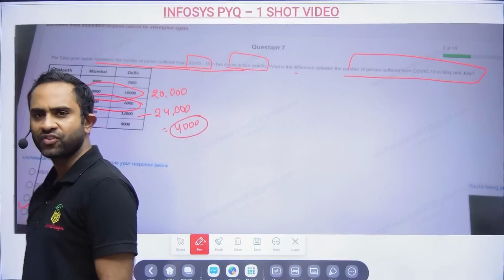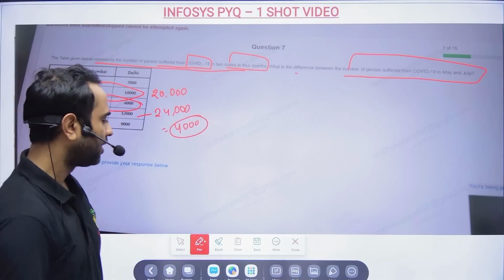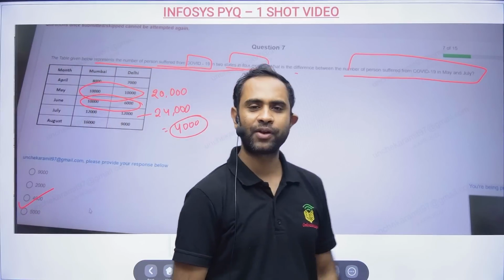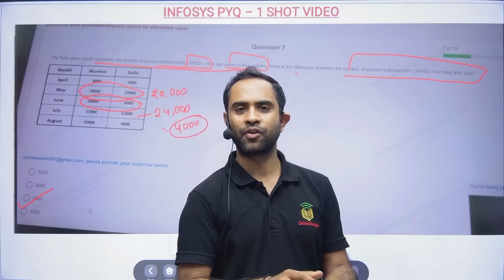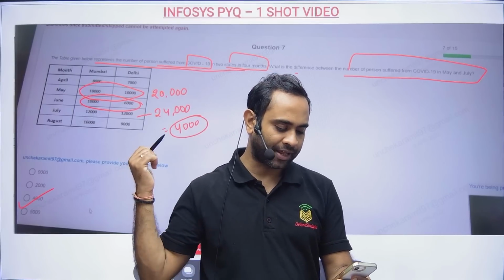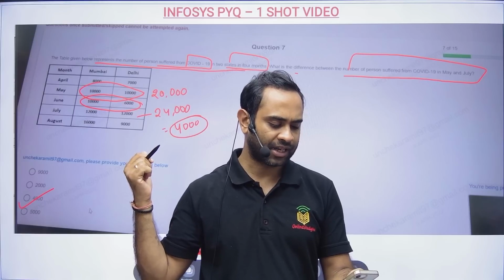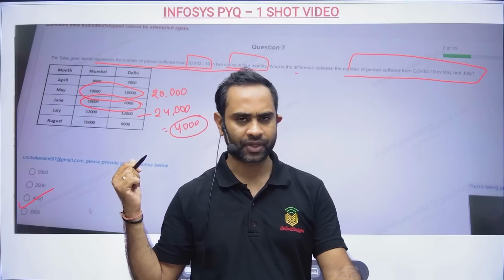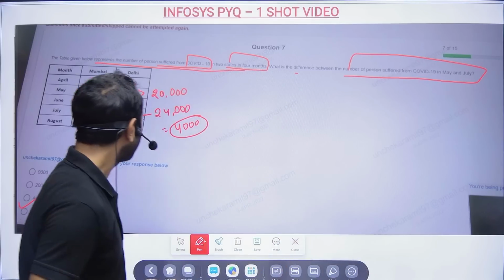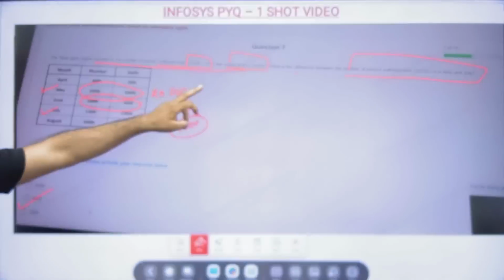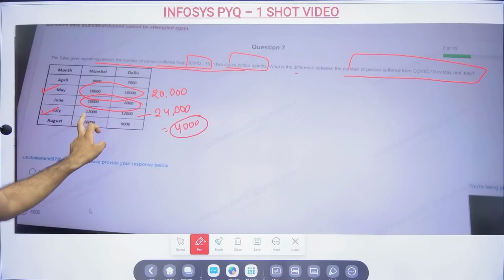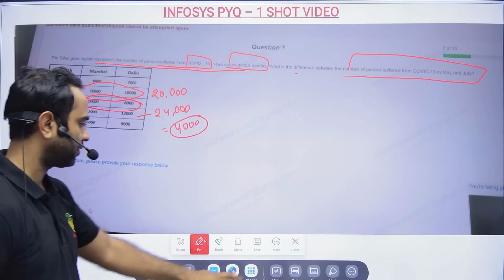Some questions will be so easy that you will not believe whether you are doing it correctly or not. You will feel that I have made some mistake, that the question cannot be so easy, right? That is the feeling you will get in the exam. But it is actually so: this is your July and this is your May. May and July they are telling. So 20,000 and 24,000, the difference is 4,000.